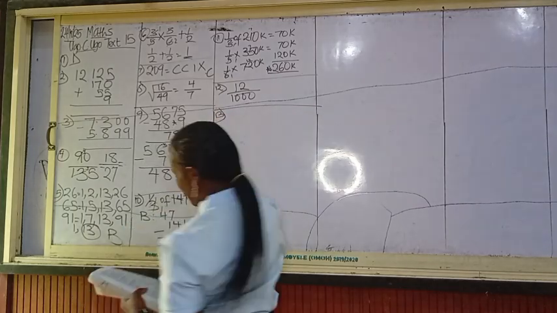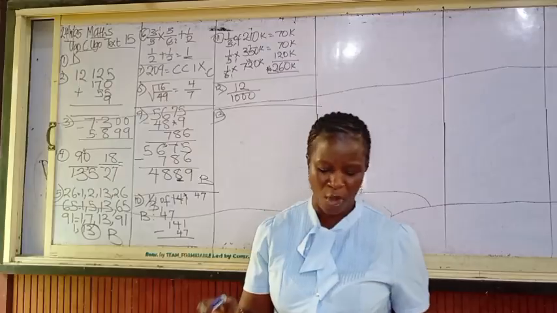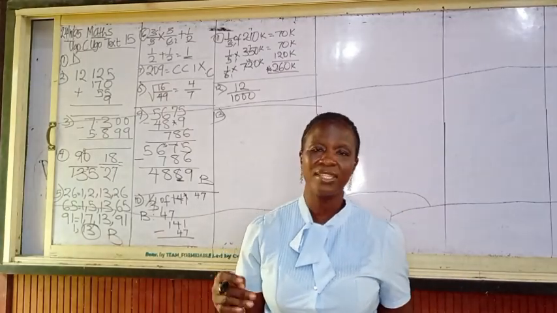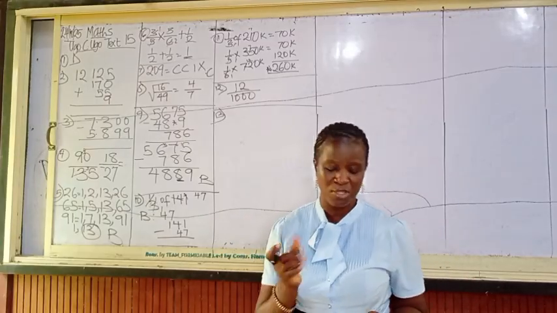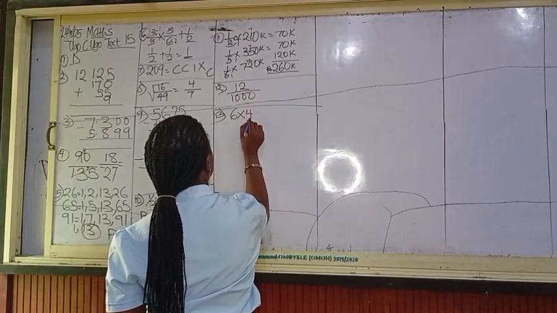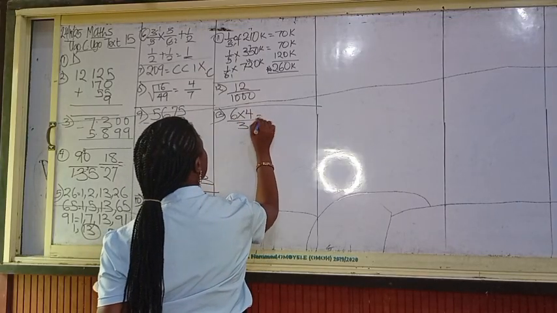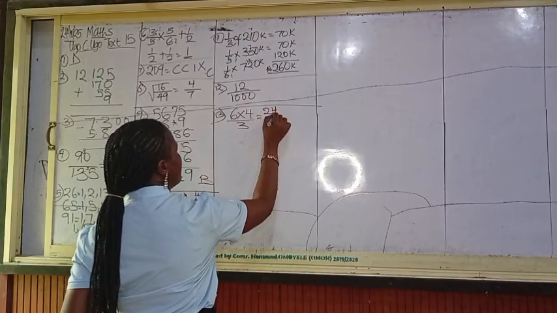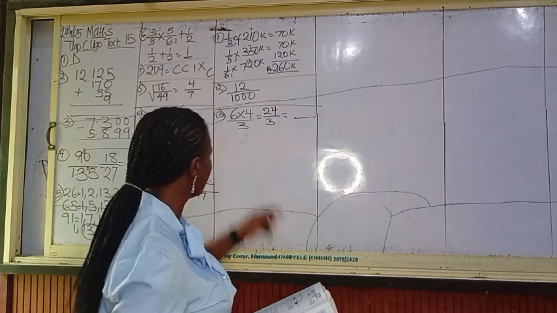Number 13 says if 6 men can dig a ditch in 4 days, how many men can dig the same ditch in 3 days? I've been treating this kind of question in my previous videos. Please do well to check it. We are told that 6 men in 4 days. So 6 times 4, that is 24 divided by 3. So let me have that in the comment section.